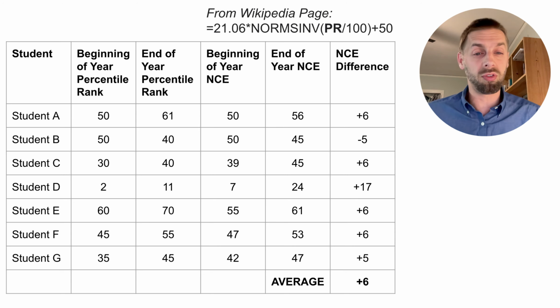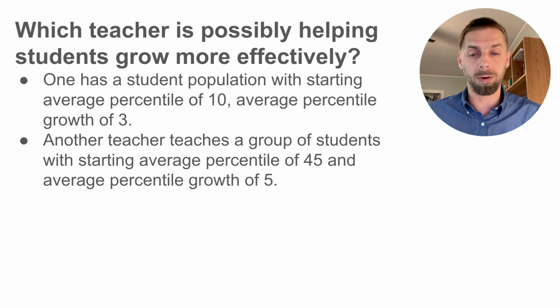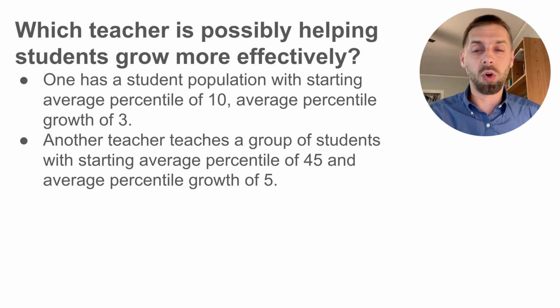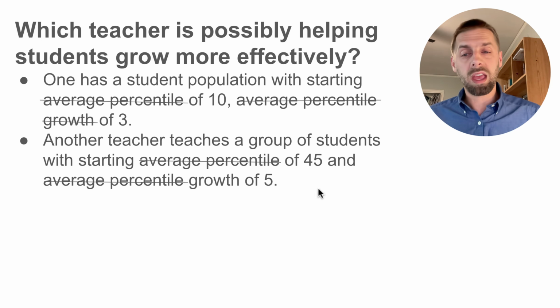So it really should be student D getting the most improved reward this year. And going back to the beginning, where we were asking which teacher is possibly helping students grow most effectively, we were asking the wrong question at the beginning of the time when we were looking at which of these three teachers grew their students the most. And that's because we were using the word average percentile.